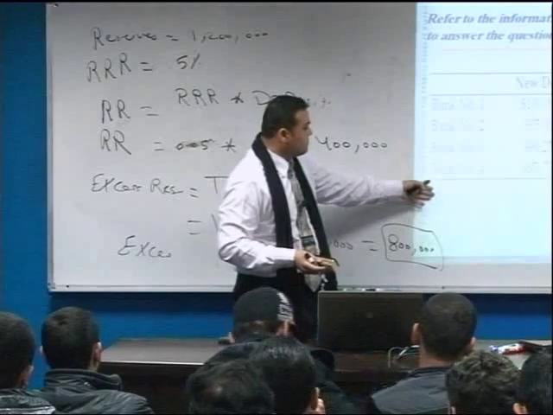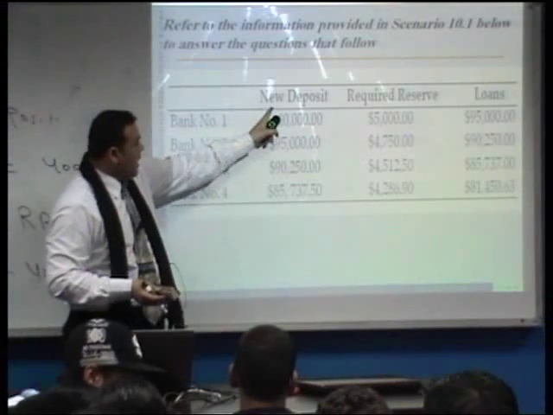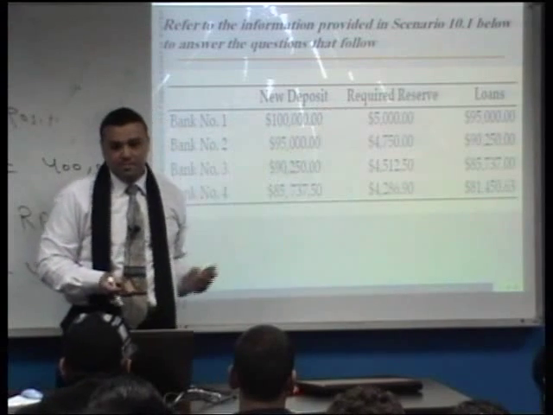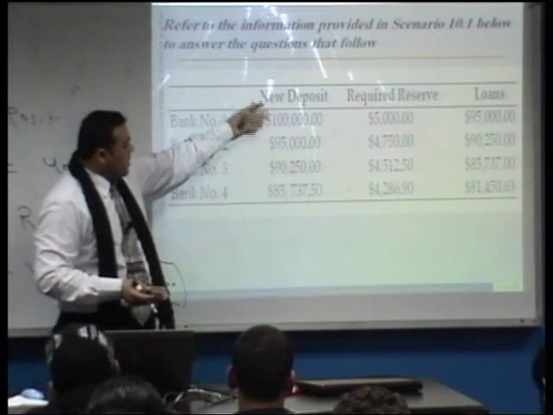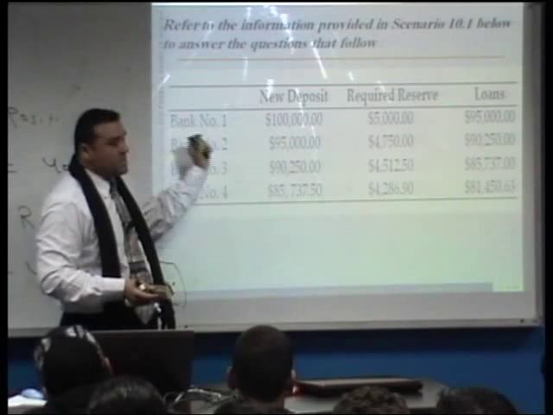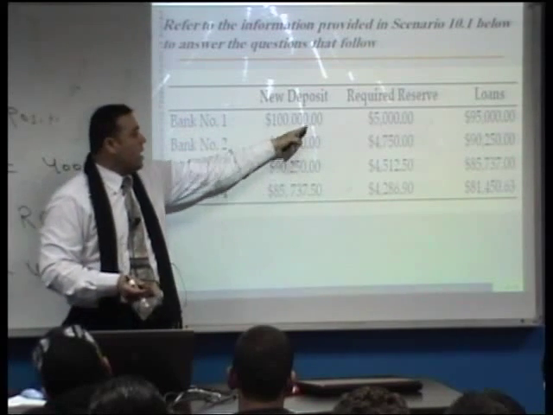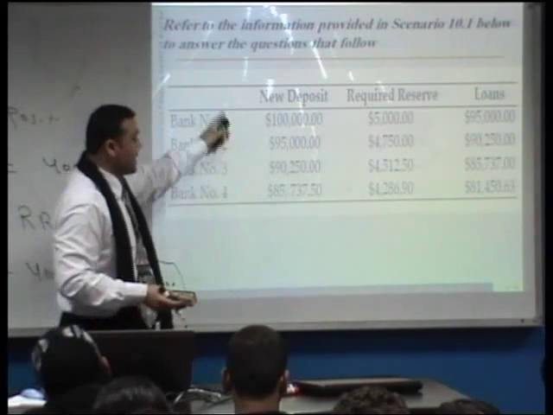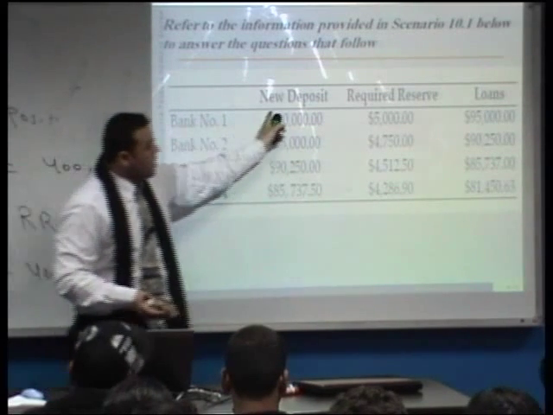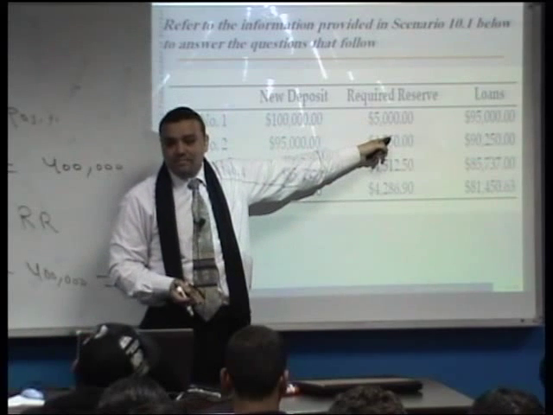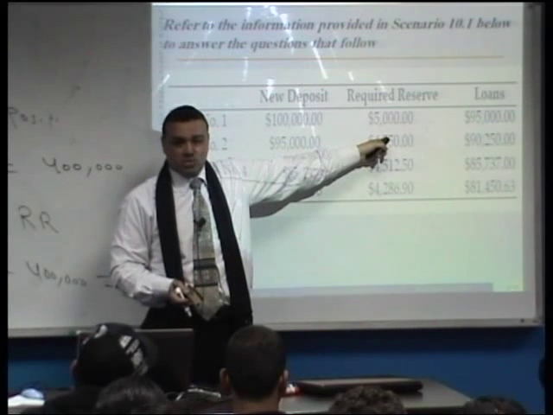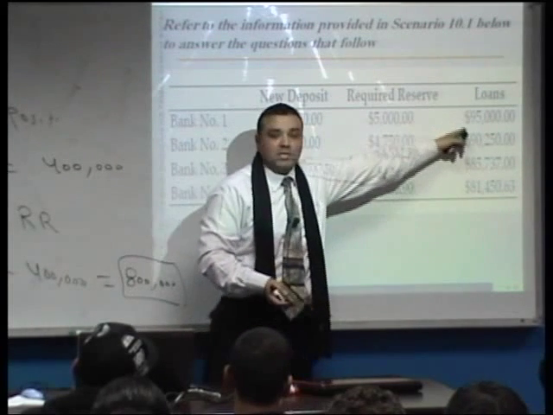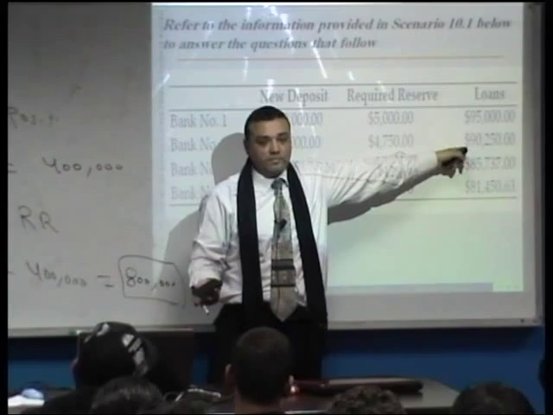Let's go to this example. As you see, the new deposits, the required reserves and loans. Suppose in bank number 1, someone deposits $100,000. Someone had $100,000 and put it in bank A. Okay? How much is the required reserve? 5,000. The required reserve ratio is 5%. The bank gives loans of 95,000. Right?